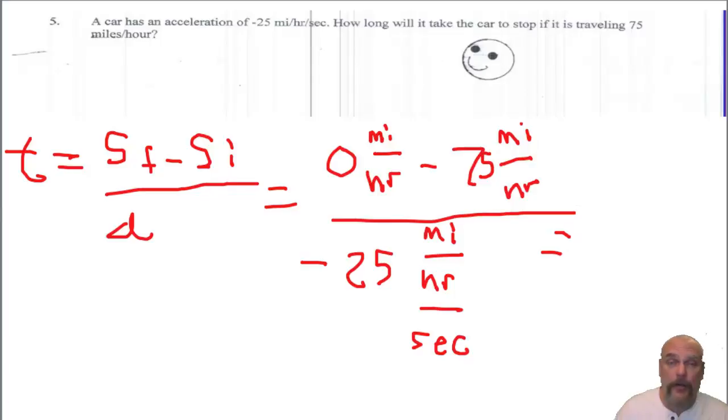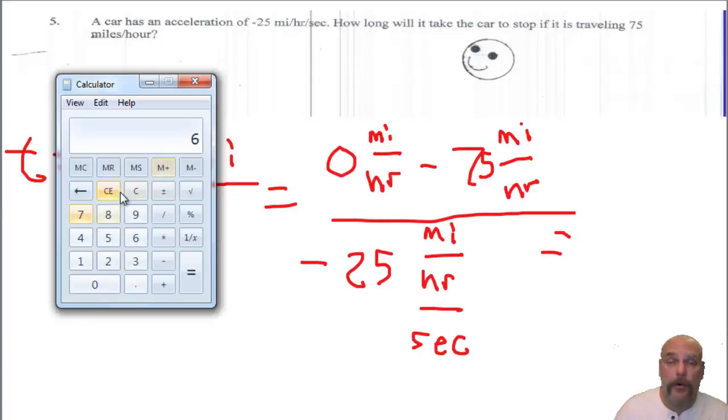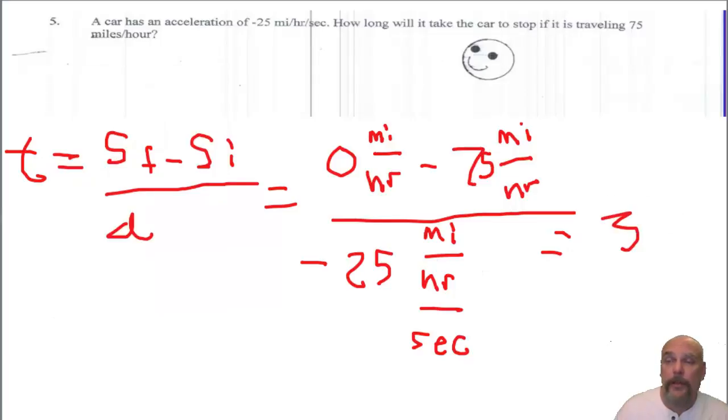Now we've plugged. Now let's chug. Let's get our handy dandy calculator. And we do 0 minus 75 is equal to negative 75. We want to divide that by negative 25. How do you do a negative sign on this? Negative 25 equals 3. So that means it would take 3 seconds.